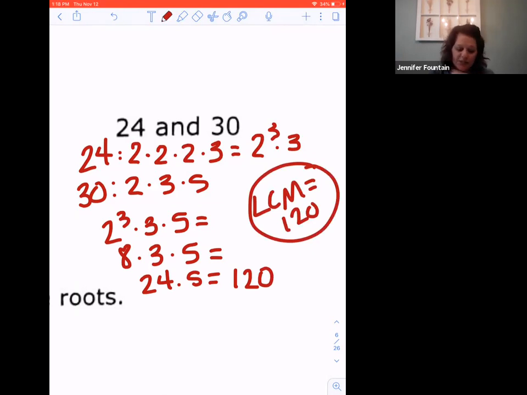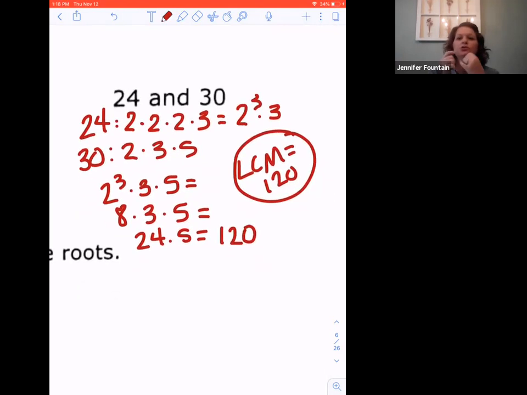Okay, so prime factorization of 24. 2 will go into 24 12 times, and I have to break down 12. 2 will go into 12 6 times. 2 will go into 6 3 times. So 2 times 2 times 2 times 3. I wrote that as 2 cubed times 3. 30 divided by 2 gives you 15, and my prime factors of 15 are 3 and 5. So I have a 2, a 3, and a 5.